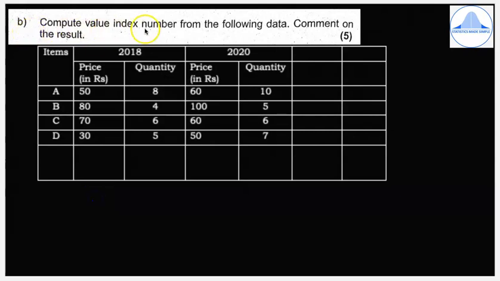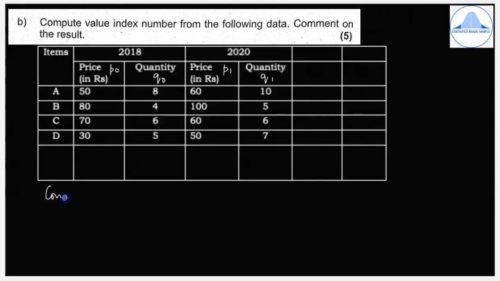Subdivision B, compute value index number from the following data and comment on the result. Items A, B, C, D are given and the price and quantity for the years 2018 and 2020 are given. So 2018 is the base year and 2020 is the current year. So price in the base year, you mark it as P0. The quantity in the base year is Q0. Similarly, price in the current year is P1 and quantity in the current year is Q1. So it's a very simple problem.